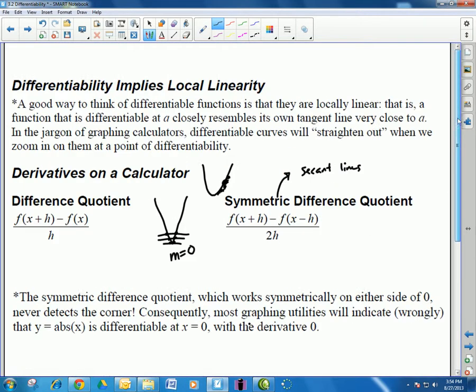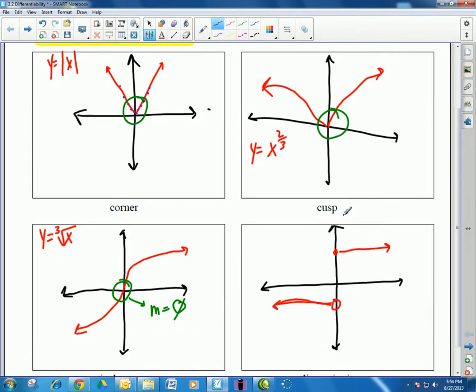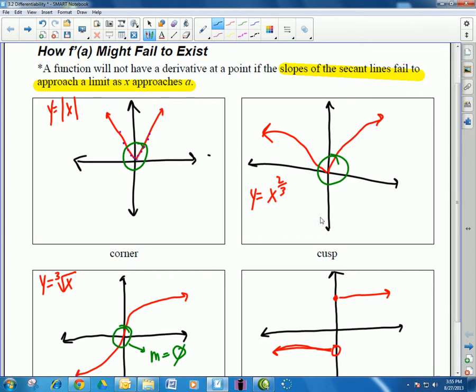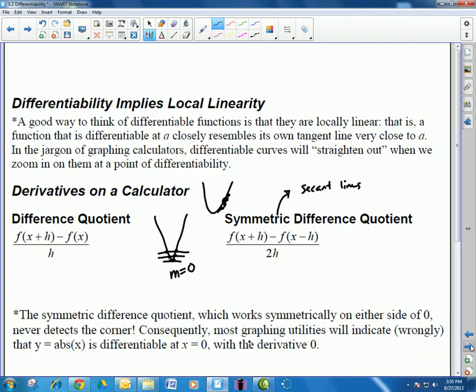Okay, here we're just going to be finishing up the chapter 3 notes. First thing, just to review, these are some ways that we learned that the derivative cannot exist. The derivative fails to exist at a corner, cusp, vertical tangent, and some sort of a discontinuity.